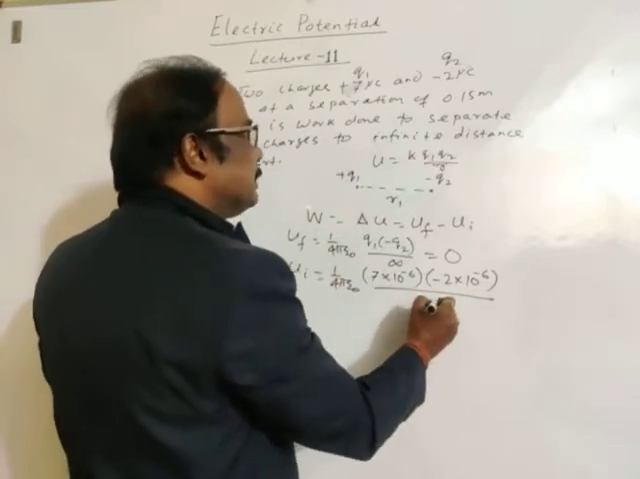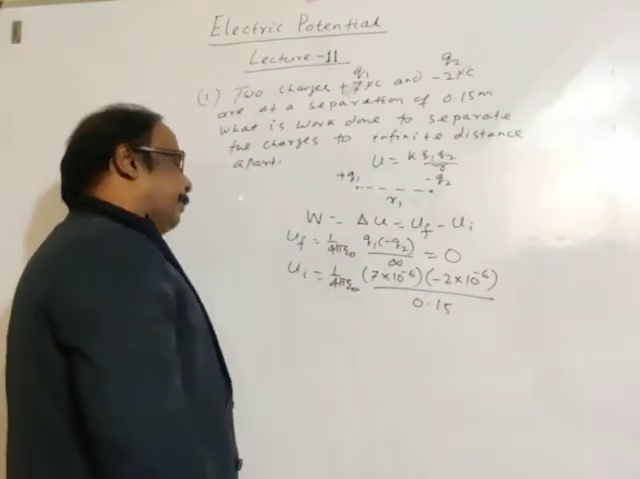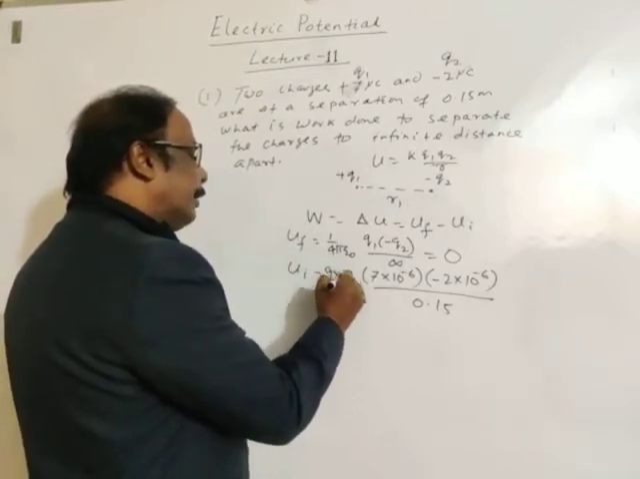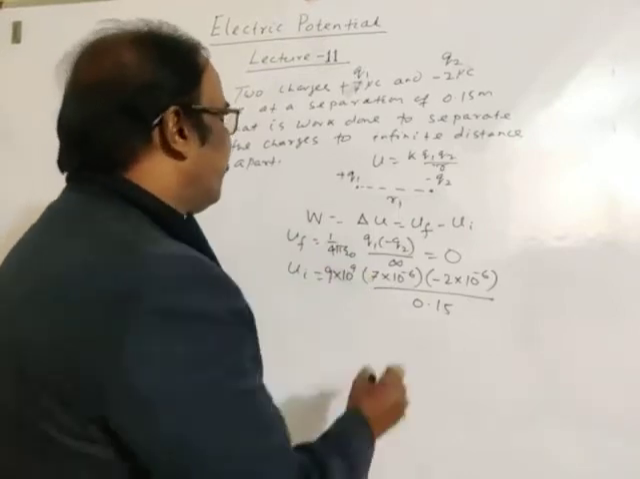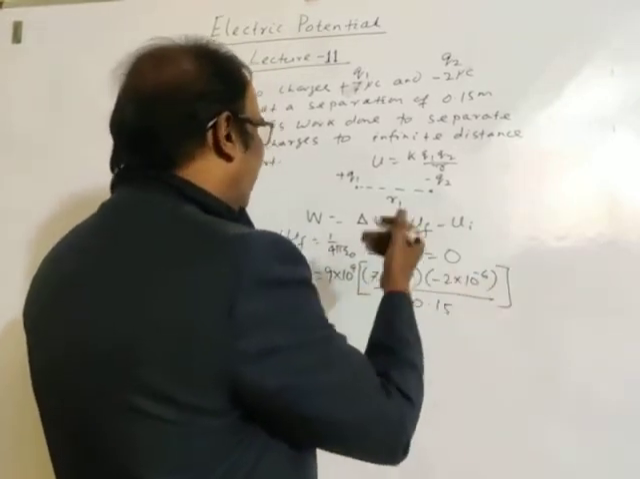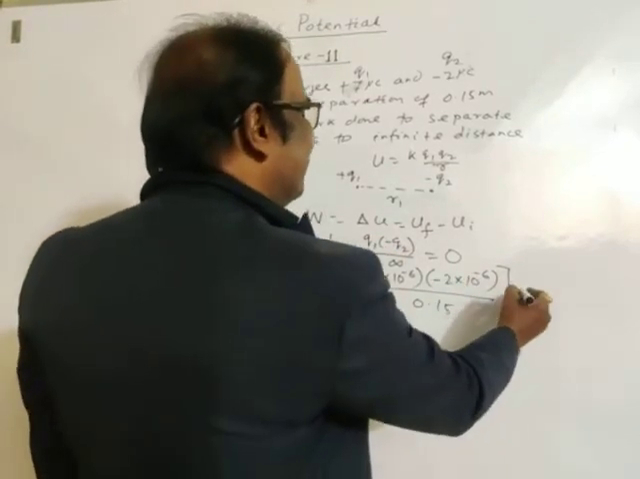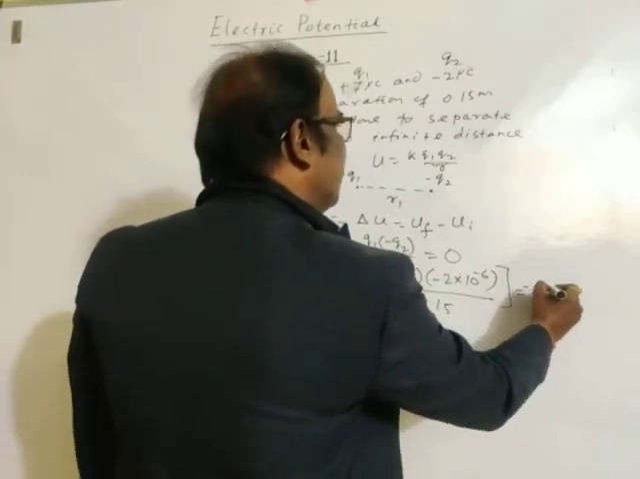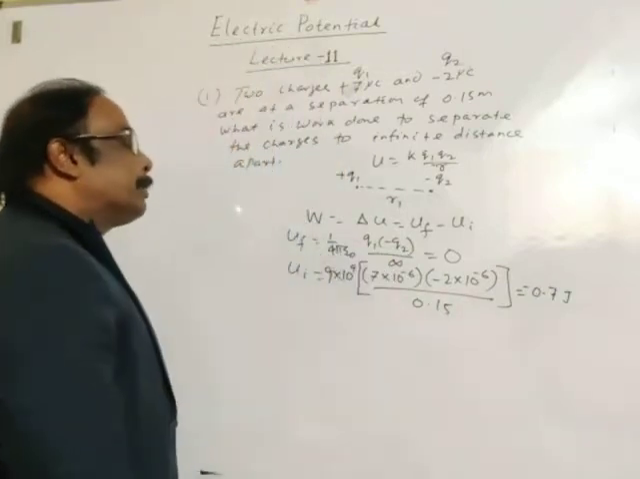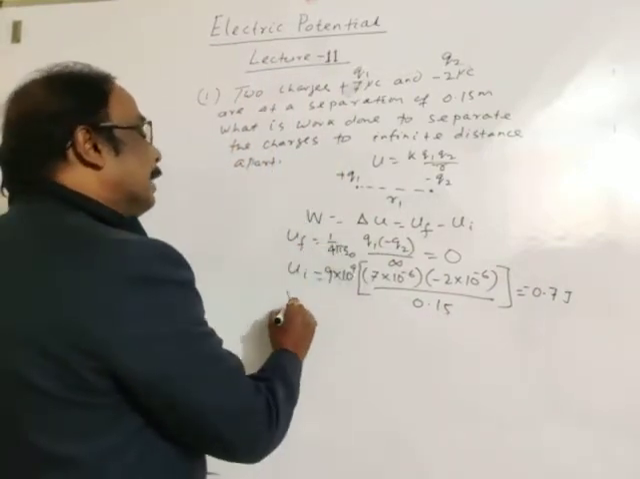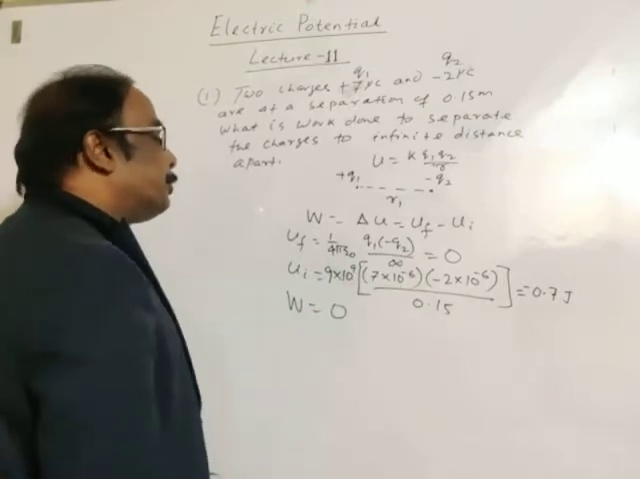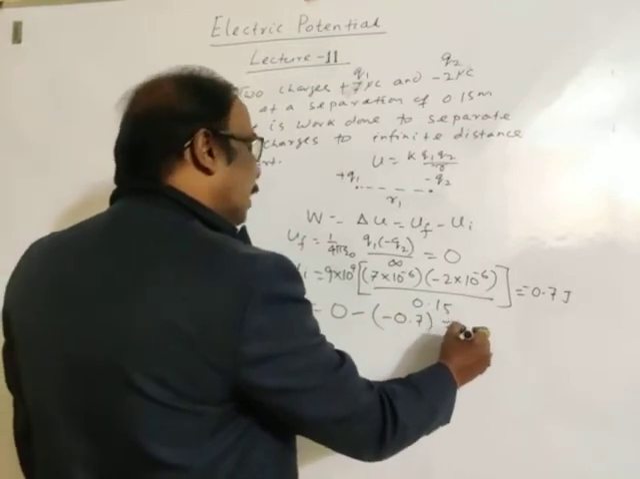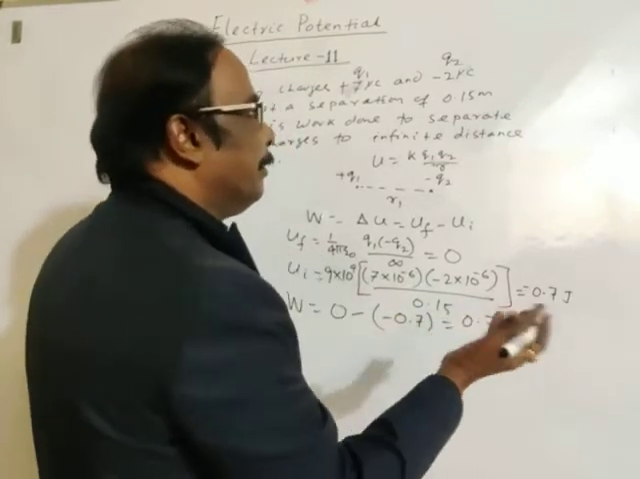The initial distance is 0.15 meter. In place of 1 divided by 4 pi epsilon naught, we can write 9 into 10 to the power 9, then Q1 Q2 by R. Then this will come to minus 0.7 joule; you may solve it. Now the work done: final potential energy is 0 minus the initial potential energy, minus 0.7 joule. Then our answer is 0.7 joule.